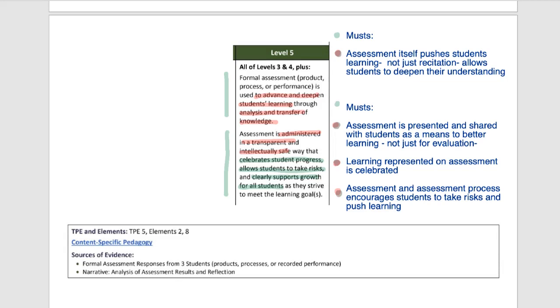Now, in terms of evidence, there are 2 things. First one is formal assessment responses from your 3 students. So your student evidence, and the second part is how you write about that. Okay? Your own reflection and analysis of those things. And those are the places where you'll demonstrate all this good use of formal assessment to better your teaching and students' learning. All right? Hope this was helpful.